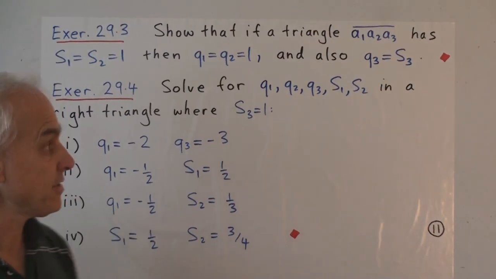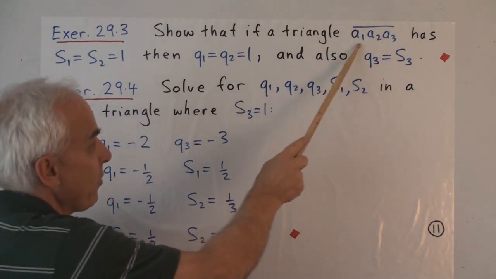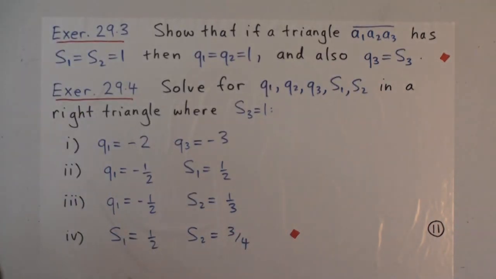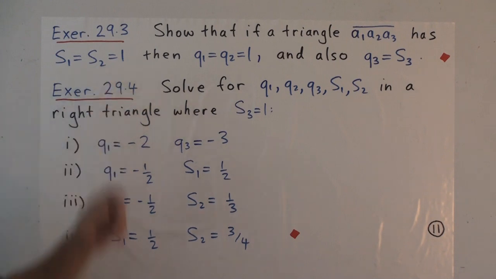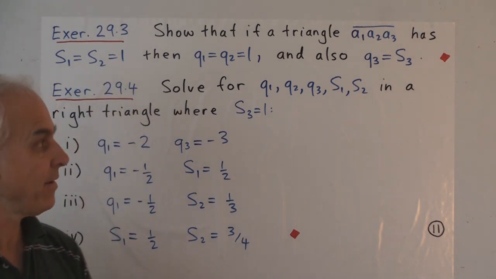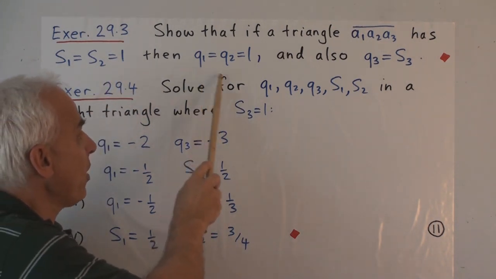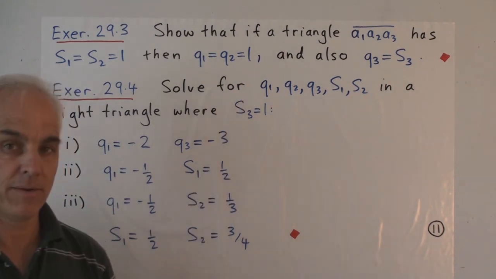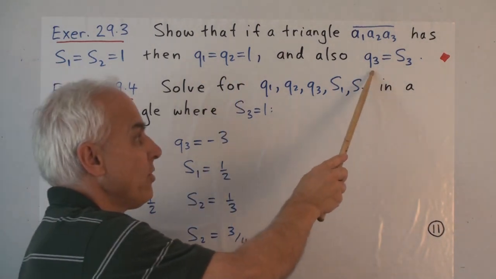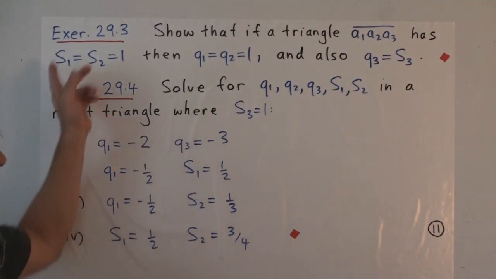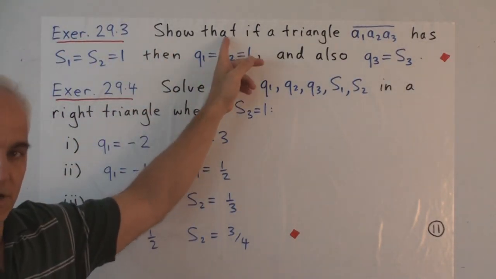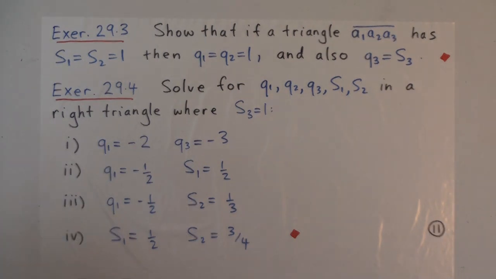For our third exercise, suppose we have our triangle A1, A2, A3, which is a doubly right triangle. So that S1 equals S2 equals 1, let's say. Then show that Q1 equals Q2 equals 1. And that also Q3 equals S3. This is a simple but very important exercise. Okay, make sure you understood that situation.